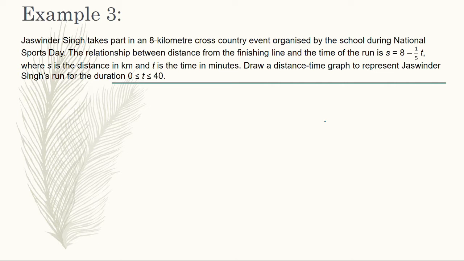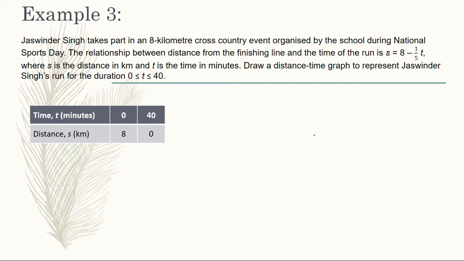Draw a distance-time graph to represent Jaswinder Singh's run for the duration of 0 to 40. So make sure when you draw your table of values, it includes 0 and 40. I've got it ready already. When the time is 0, the distance is 8, because from the equation, when t is 0, 1 over 5 times t is 0, so 8 minus 0, we get 8. When the time is 40, the distance will be 0.